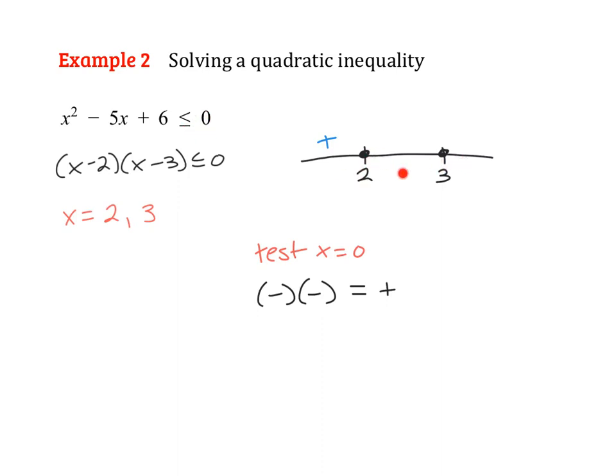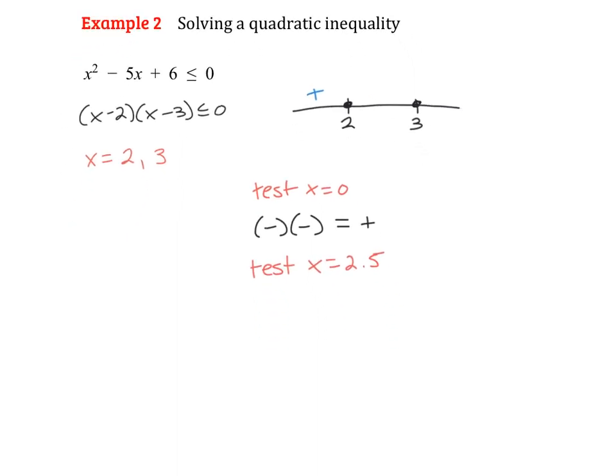Now let's test something in between 2 and 3. Let's test x equals 2.5. So if I plug in 2.5 and I subtract 2, that gives me a positive value. But if I have 2.5 minus 3, that gives me a negative value. We know a positive times a negative leaves us with a negative. So I know in between 2 and 3, our inequality is less than 0. It is negative. And now we need to test one more value to the right of 3.